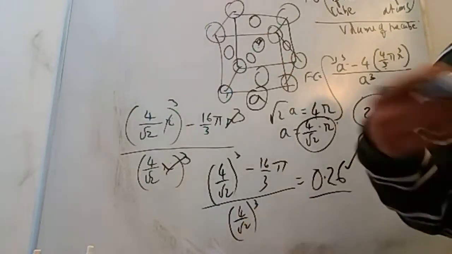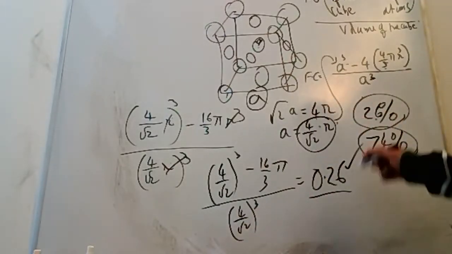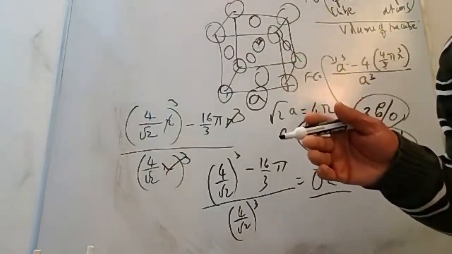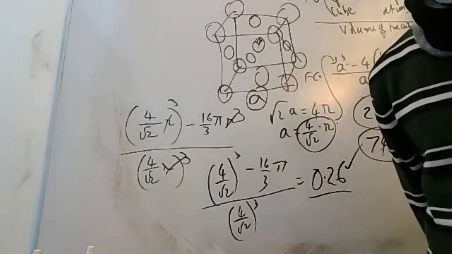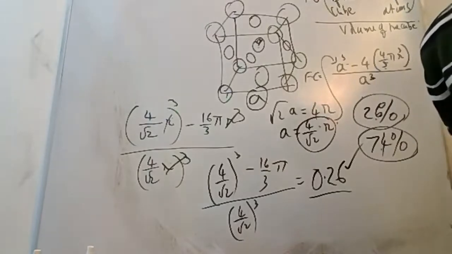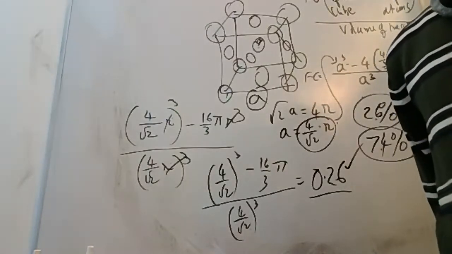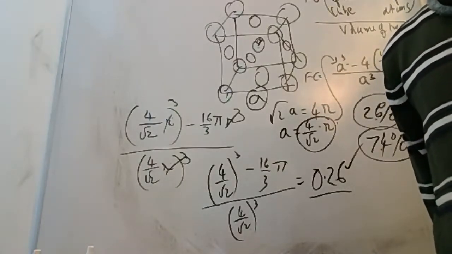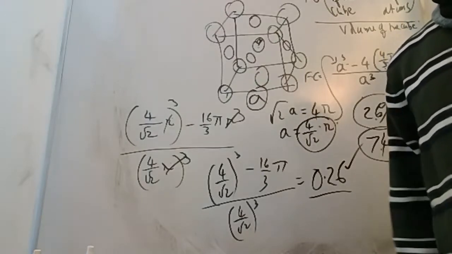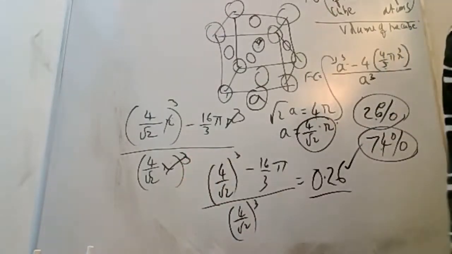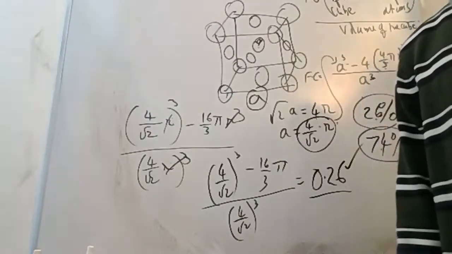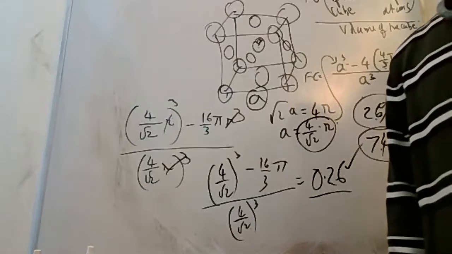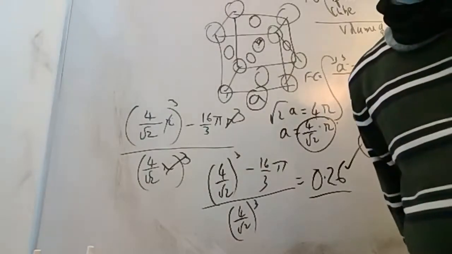You see how I'm playing with the words here? The fractional empty space is 26%, but then occupancy is 74%. Now, let me tell you one thing, very important. You can never have an efficiency greater than 74%, no matter how you arrange the atoms. This is the most efficient packing you can ever have.